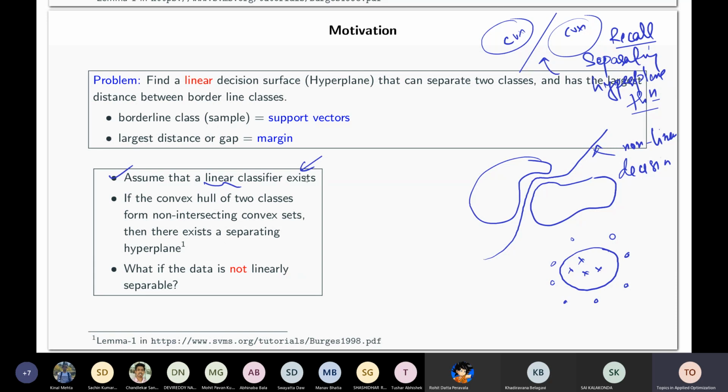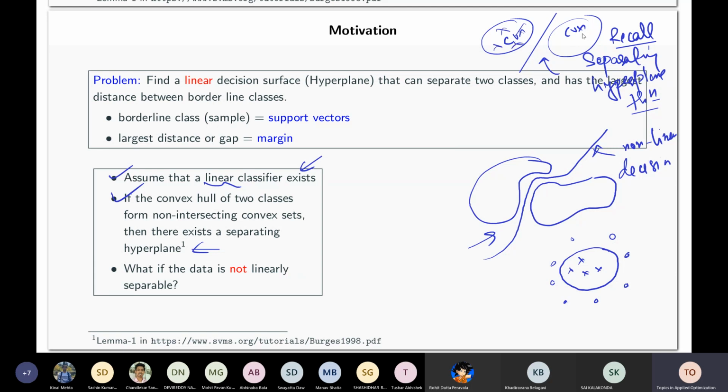First of all, assume that it is the case where the data is linearly separable. We will see the other case also. If the convex hulls of the two classes form non-intersecting convex sets, then there exists a separating hyperplane. This is exactly what we learned before. We will take a convex hull of this.